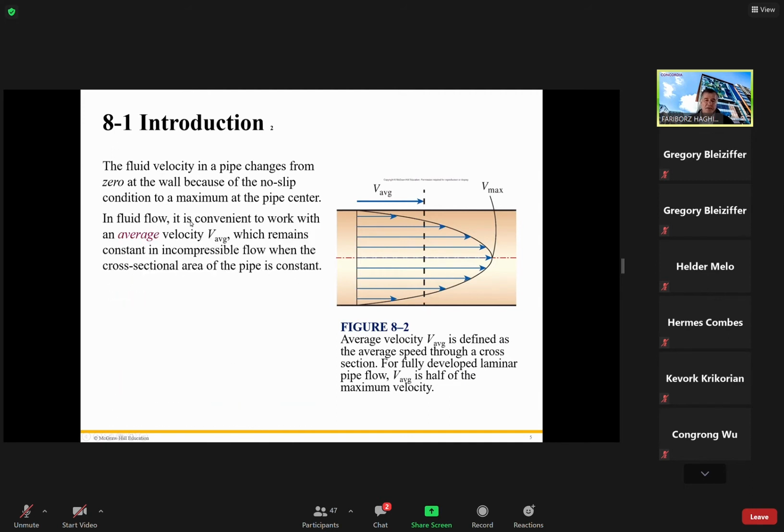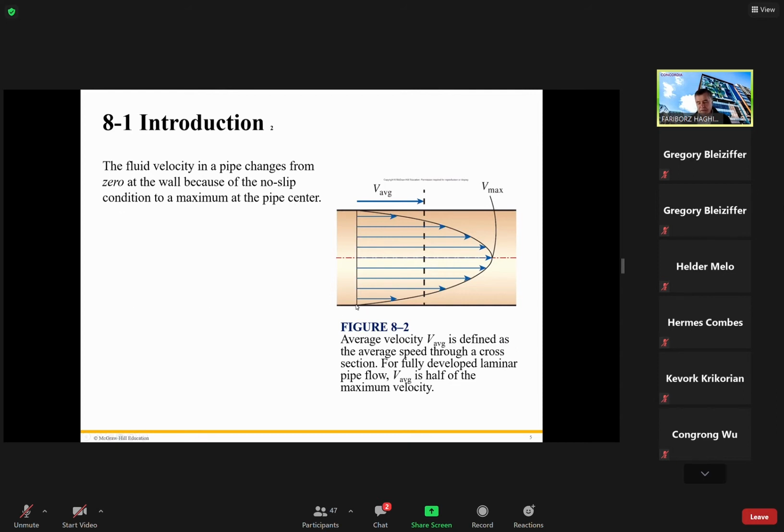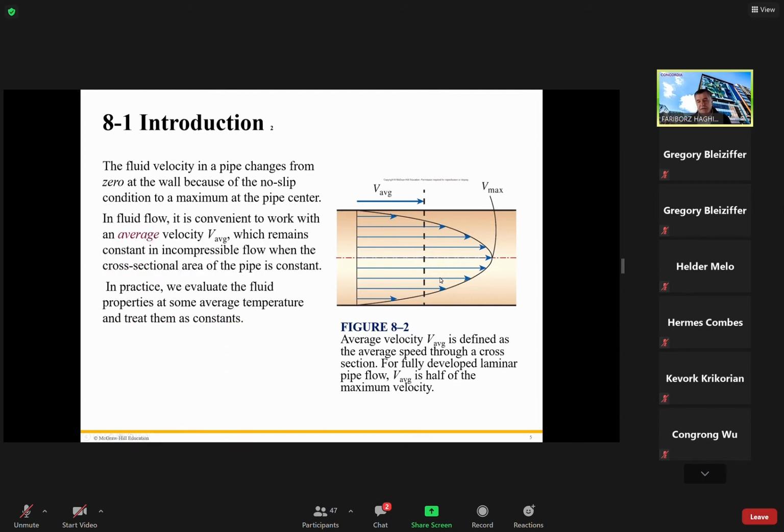In fluid flow, it is convenient to work with the average because it is easy. You can obtain it experimentally: just put an opening here, collect the water for a certain time, and that gives the average velocity. In practice, we calculate the fluid properties at the average temperature. Again, when calculating the Nusselt number, temperature is the question. We have temperature variation, but we also define an average temperature, and all the physical properties are calculated at the average temperature.